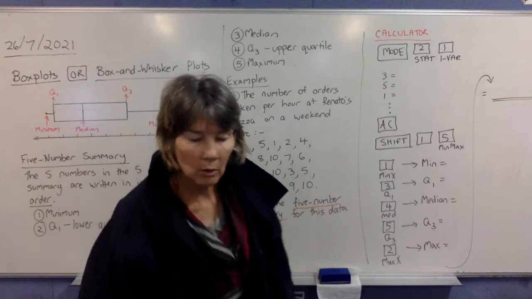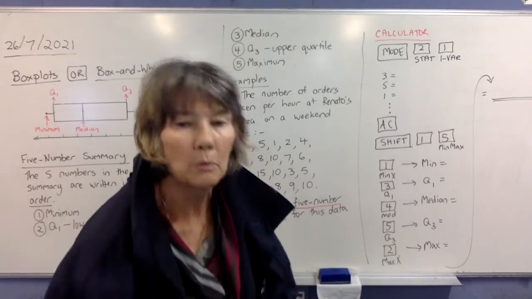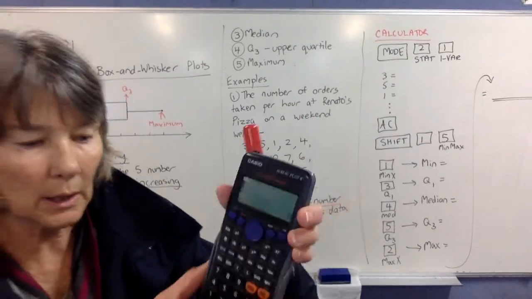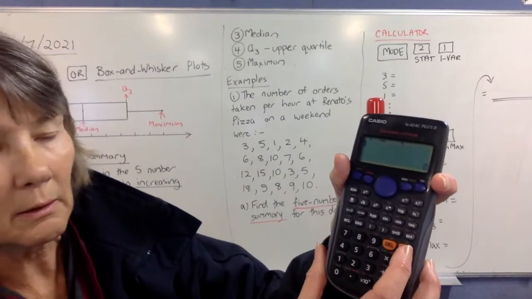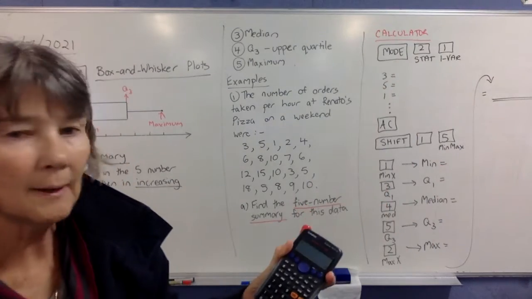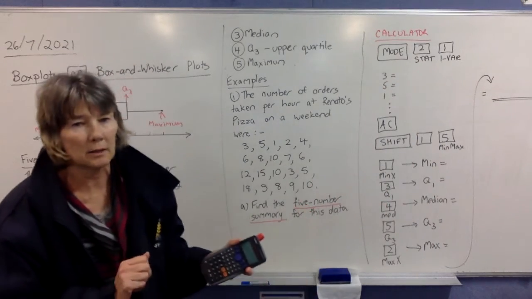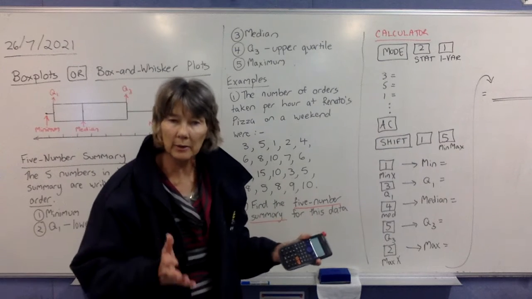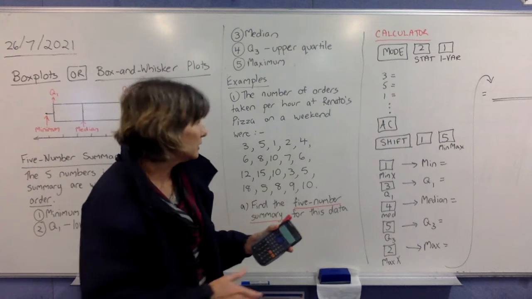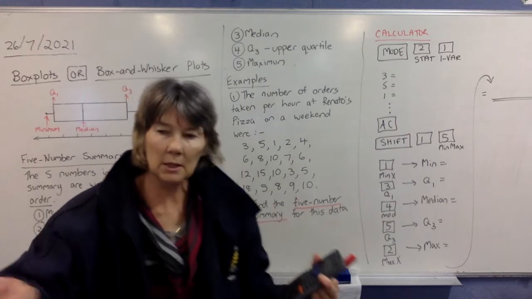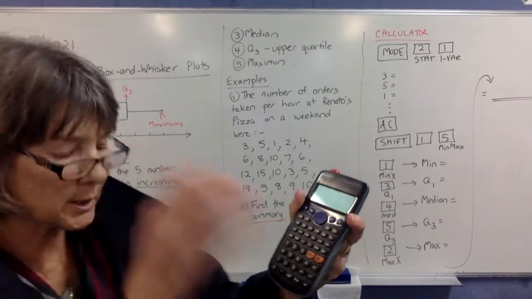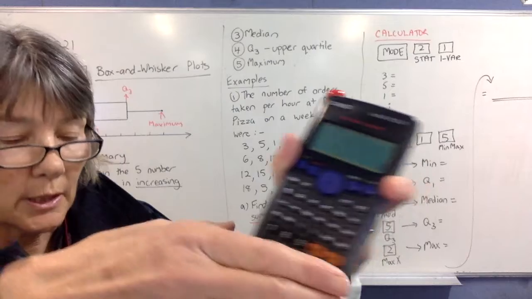Once you've entered them all, you then make sure you press on your calculator AC. If you don't press AC, these scores aren't actually entered. So you do have to press AC. I know it looks like you cleared it all, but you haven't. Then you press, so I've just done that already and all my scores are already entered because I did it before.